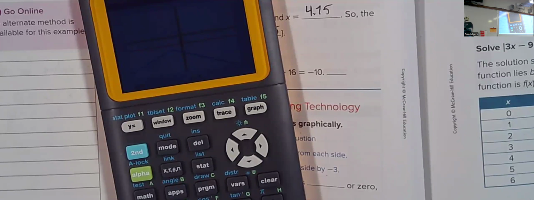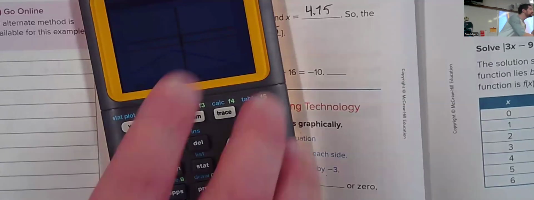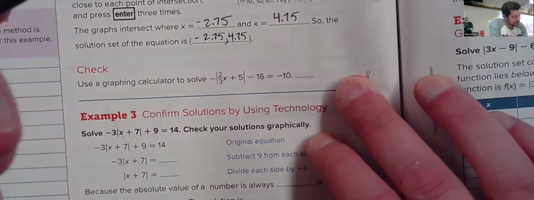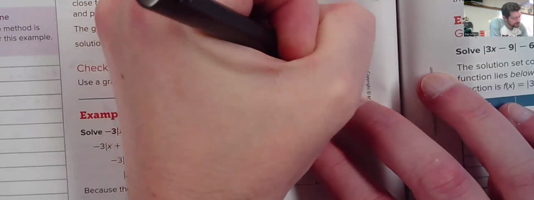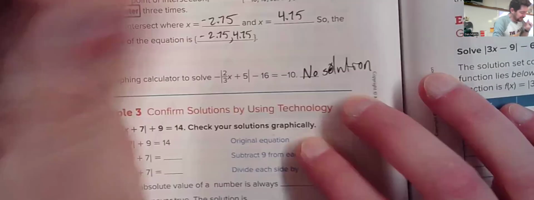Let's look at this right here. That negative 18 is this absolute value graph, and so it wasn't showing both. Oh, weird. That's odd. All right, no solution, because they don't intersect.